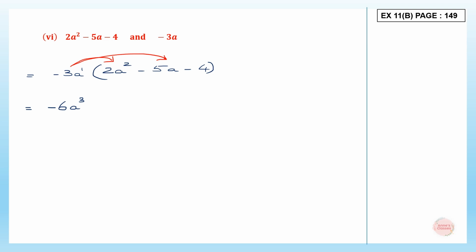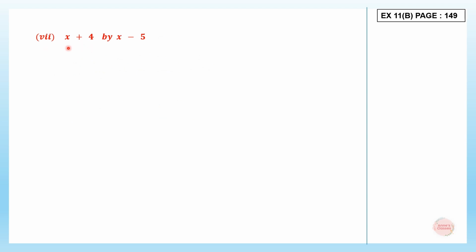So minus into minus is plus. So first we write the plus sign. Now multiply the numbers. 3 5s are 15. Now a into a. That is a to the power of 1 plus 1. That is a to the power of 2. Now multiply this into the last one, that is minus 4. Minus into minus is plus. 3 fours are 12 and 3a has only one a, so that a will come there. So what's the final answer? Minus 6a to the power of 3 plus 15a to the power of 2 plus 12a.